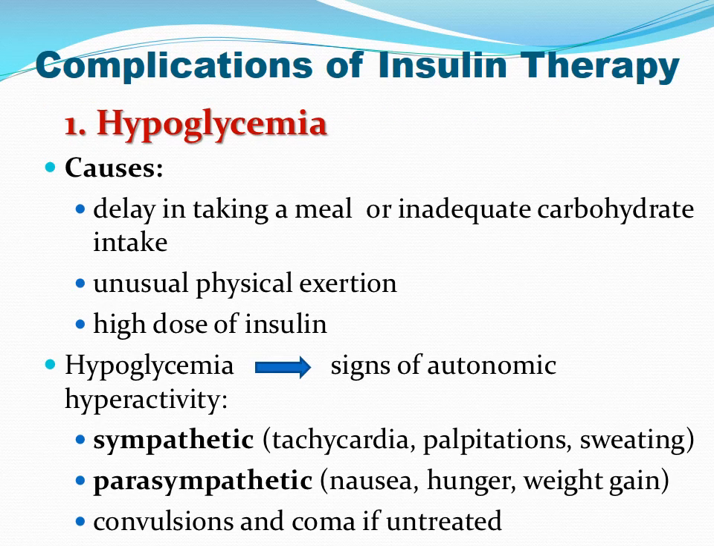Complications or adverse effects of insulin therapy. The most common is hypoglycemia, which can be caused by delayed intake of a meal or inadequate carbohydrate intake, unusual physical exertion, or a high dose of insulin. Hypoglycemia will lead to signs of autonomic hyperactivity. Sympathetic effects include tachycardia, palpitation, and sweating. Parasympathetic effects include nausea and hunger. Convulsions and coma occur if untreated.